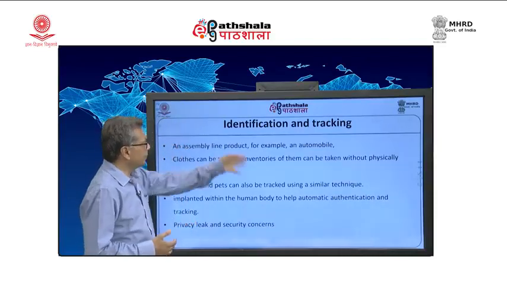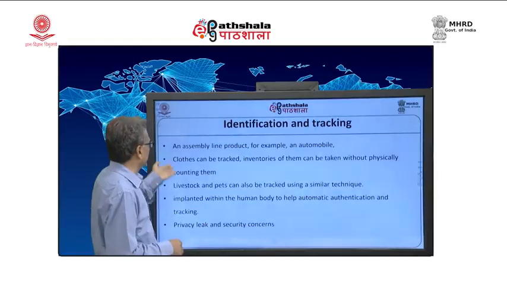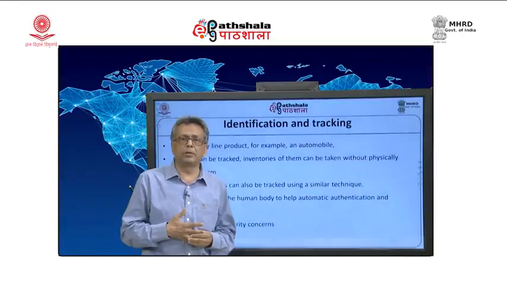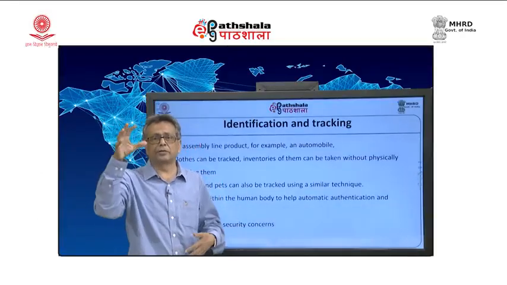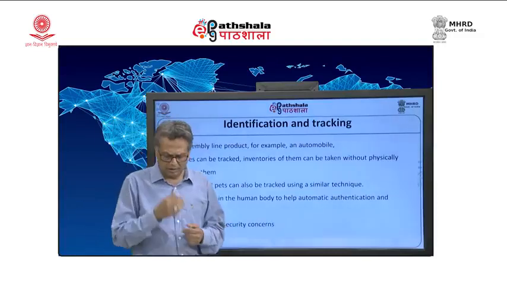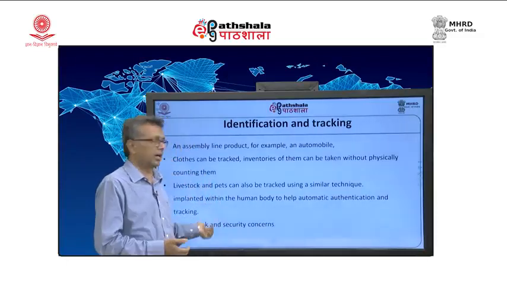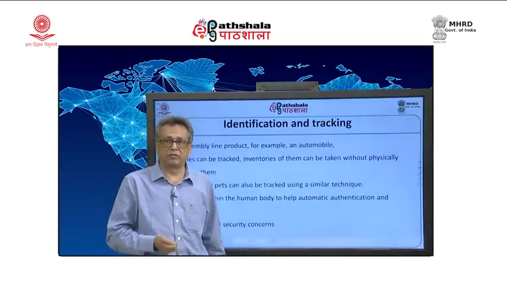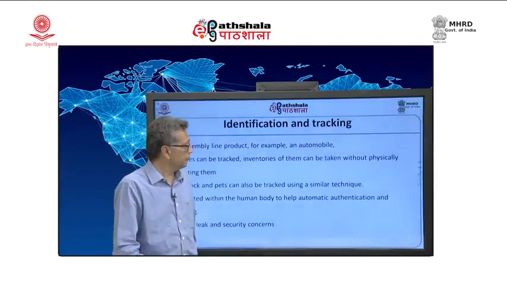Okay. An assembly line product like automobile, here are some examples, clothes, livestock, in the human body. But then when this happens in the human body, in some cases this has been done to people who are jailed. So, you can track them without actually finding them, but then people have raised privacy and security concerns. I do not know whether it is still being practiced, but I heard about this thing happening. So, even people have been inserted with RFID tags for remotely monitoring them.